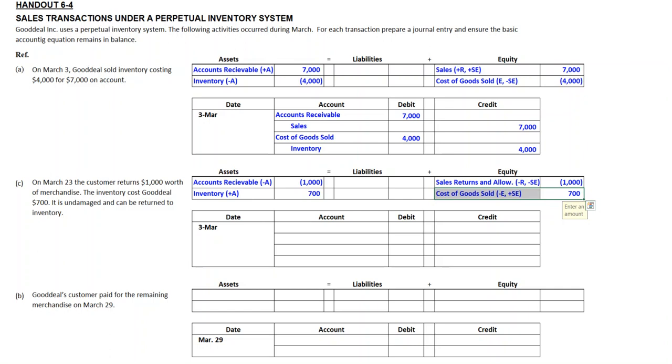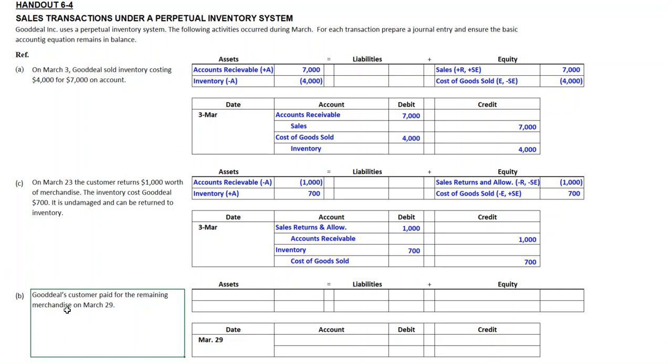All right, let's take a look at our journal entries. First thing we got going on is we're going to reduce sales, or reduce an equity account, by debiting our sales returns and allowances for $1,000. And we had to reduce an asset, accounts receivable, and we reduce assets with credits for $1,000. We've increased an asset, inventory, so we will debit inventory for $700. And we reduced an expense, and we reduce expenses with credits, so we credit cost of goods sold for $700.